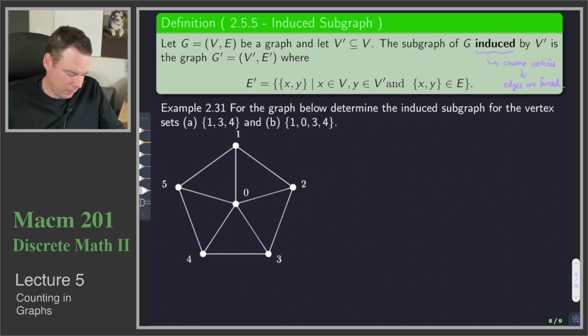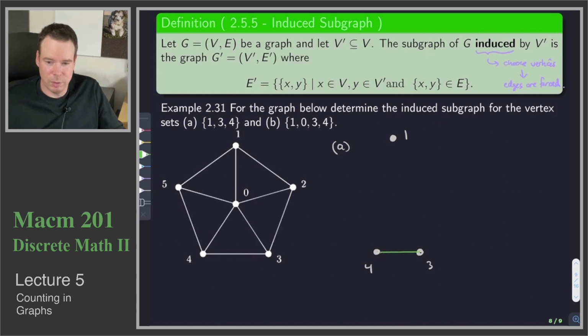So let's have a look at an example. For this graph below, we're going to determine the induced subgraph for these vertex sets. The vertex set given for A is 1, 3, and 4. So we're going to use 1, 3, and 4. Now we are forced to use whatever edges there were in the original graph that connected these vertices. If I look up, in the original graph I see that 1 didn't connect to 3 or 4, but 4 connected to 3. So there we go. There's our induced subgraph given by those vertices.